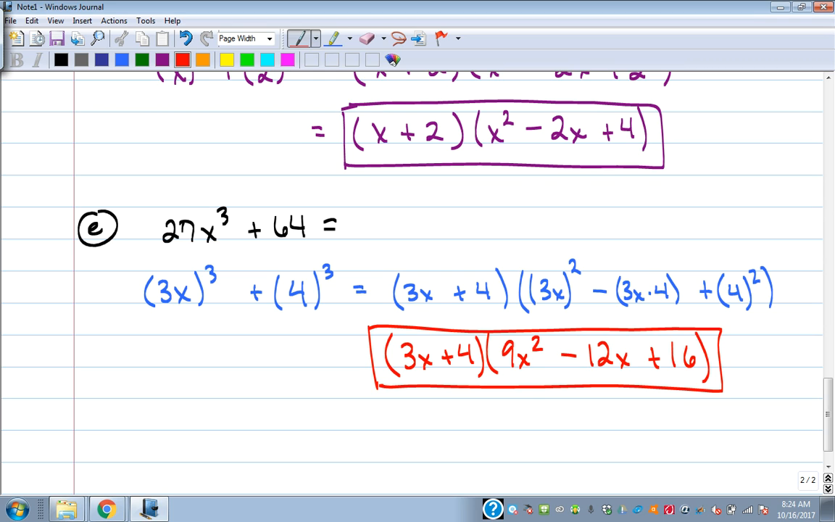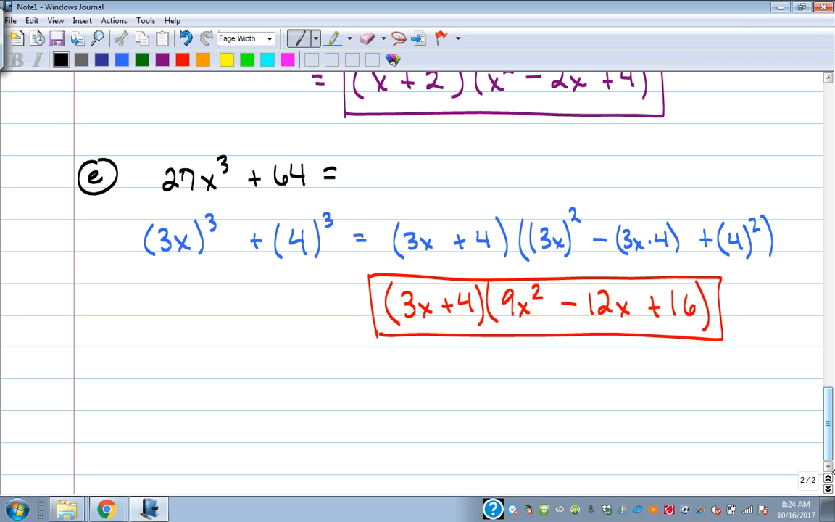And if we tried to factor this trinomial that's left here, it won't factor any further. 9 times 16 is 144, and we'd need factors that add to be negative 12. There's nothing that does that. So it won't factor any further. Okay, so there's sum of cubes. Let's look at the difference of cubes and get that pattern.